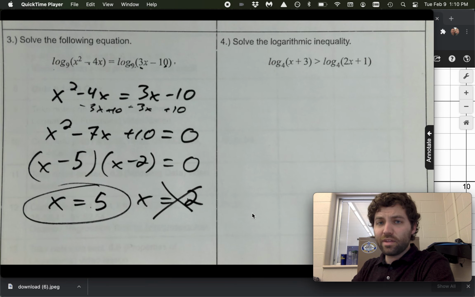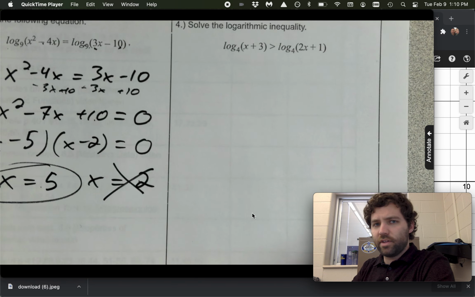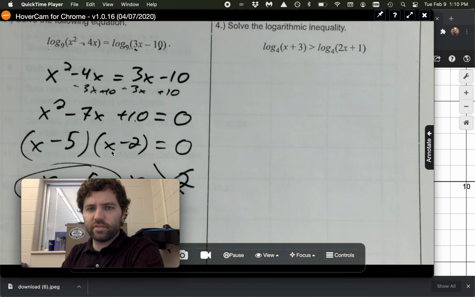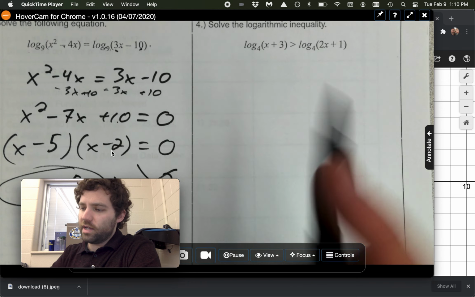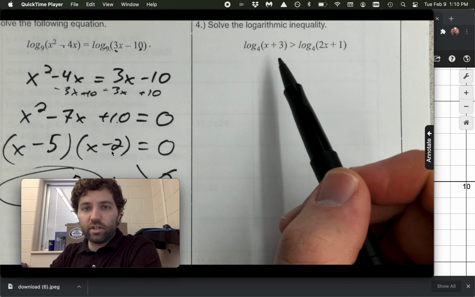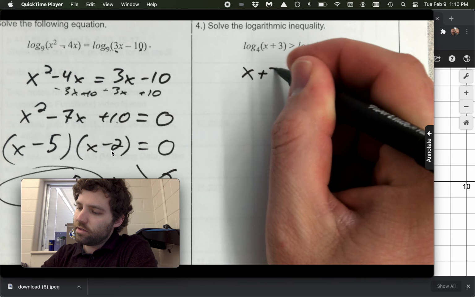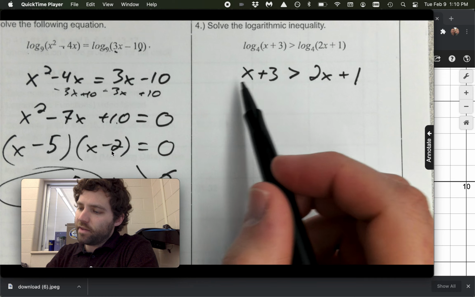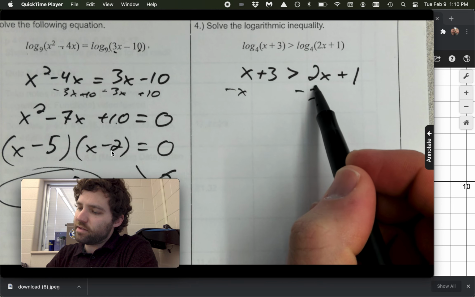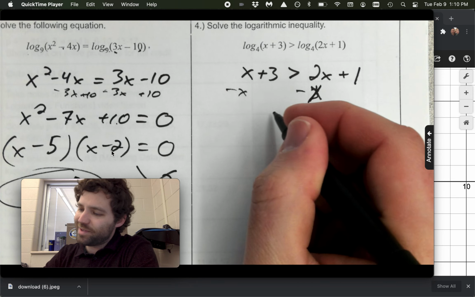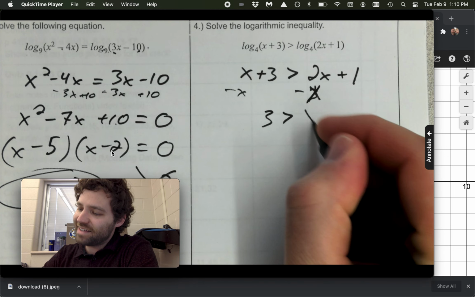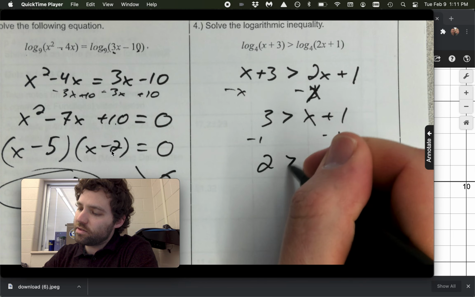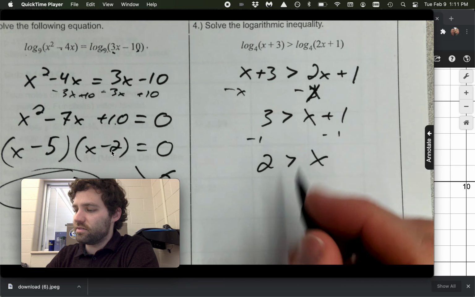All right. Last one, solving inequalities. There's really nothing new about solving inequalities. All the same properties of algebra apply in the context of logarithms. And so you can just notice that there's log base 4 on each side. So x plus 3 has to be greater than 2x plus 1. And then I'm going to subtract x from both sides. 3 is greater than x plus 1. And then subtract 1, I get 2 is greater than x, or x is less than 2.